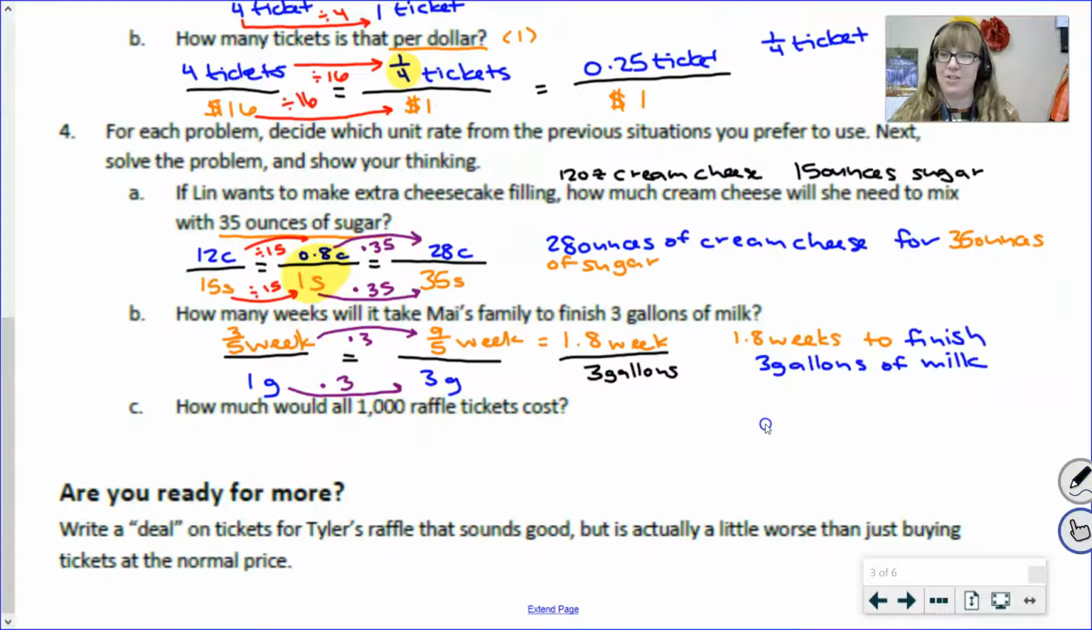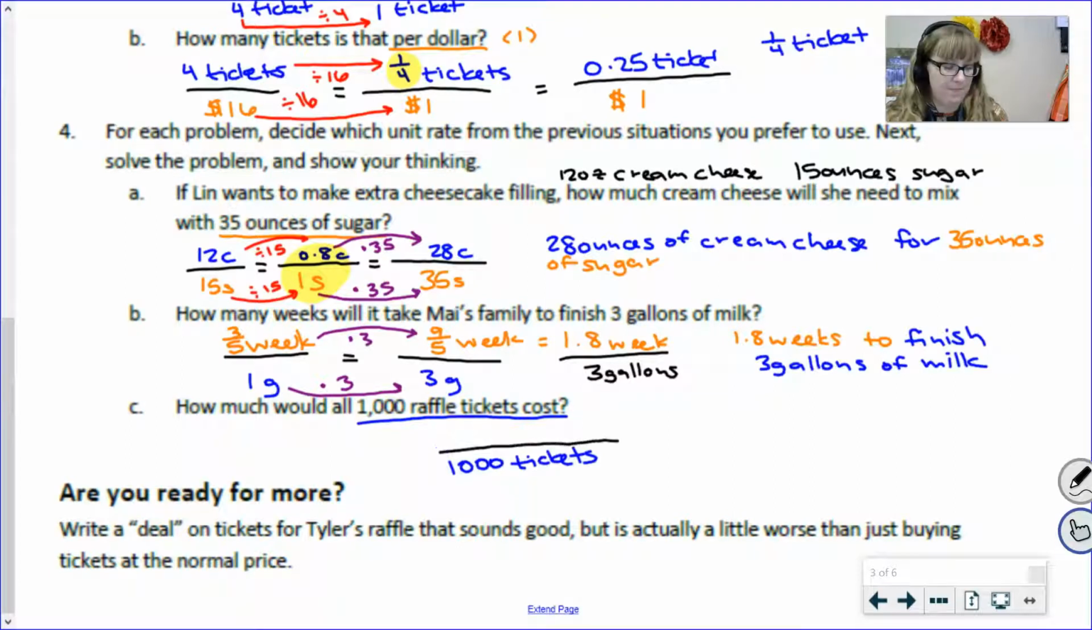The next and final question is, how much would all 1,000 raffle tickets cost? So again, that is 1,000 raffle tickets. That means that somewhere I'm changing the tickets into 1,000. So I'm going to focus on making that change here on the bottom. And knowing that the tickets are going to be on the bottom, that tells me that the dollars are going to be on the top. And why is that helpful? Again, it helps me figure out the specific unit rate to use.